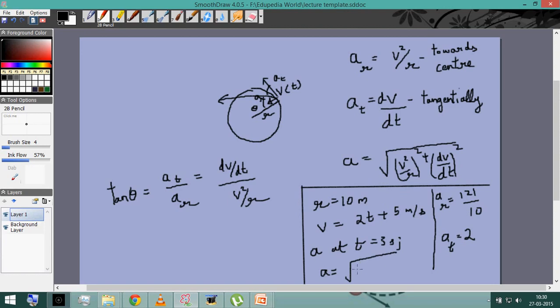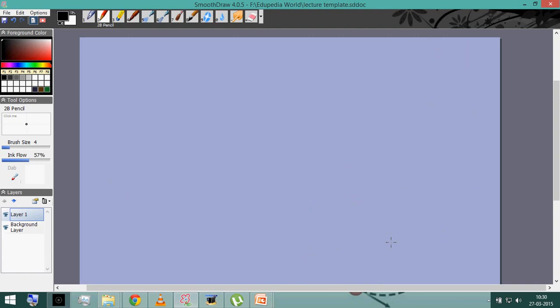The tangential acceleration will be dv by dt, which is 2, and that is constant. You can see dv by dt, derivative of 5 is 0, derivative of 2t is 2. And the net acceleration will be root of 4 plus 12.1 whole square. And you can simplify this to whatever it comes out to be. So these are the two things we've learned in this lecture, tangential acceleration and radial acceleration.